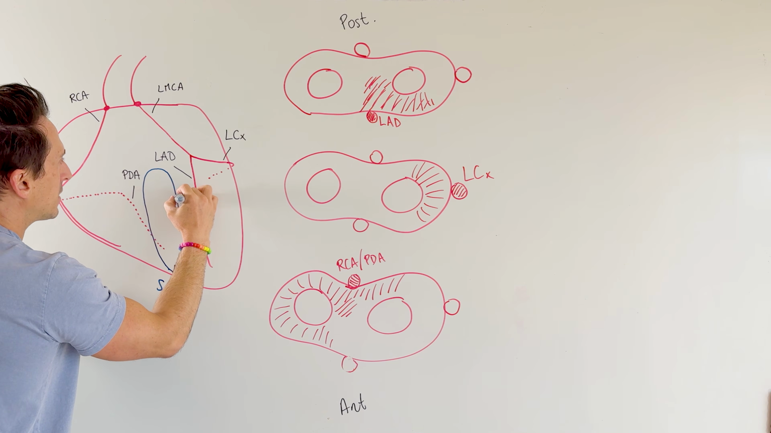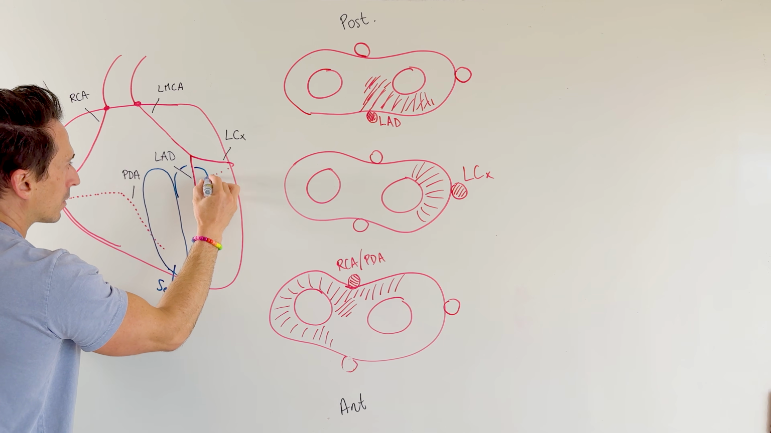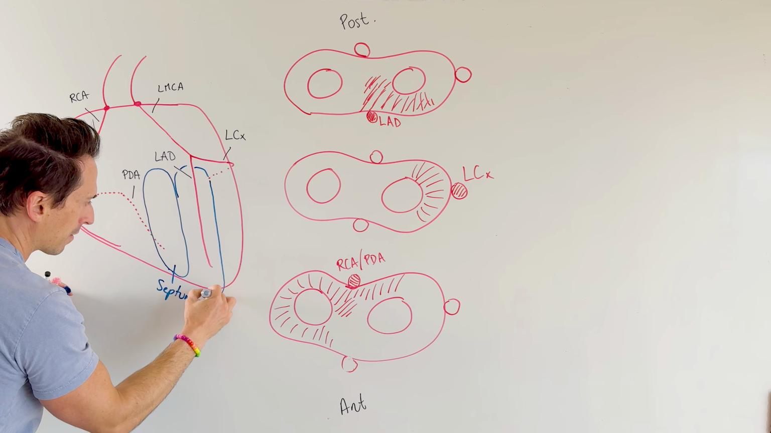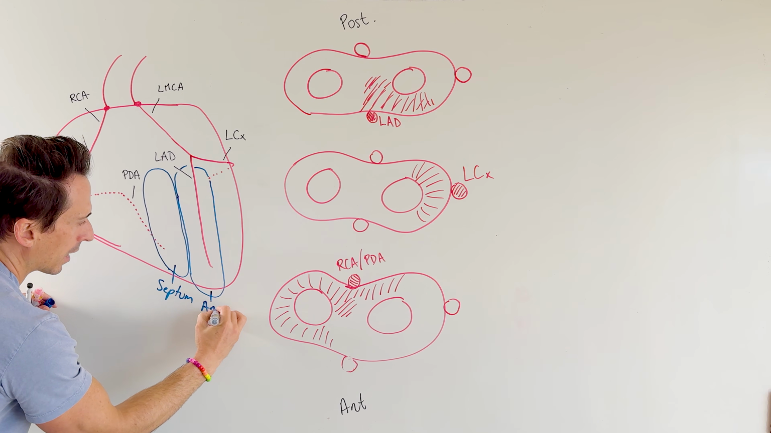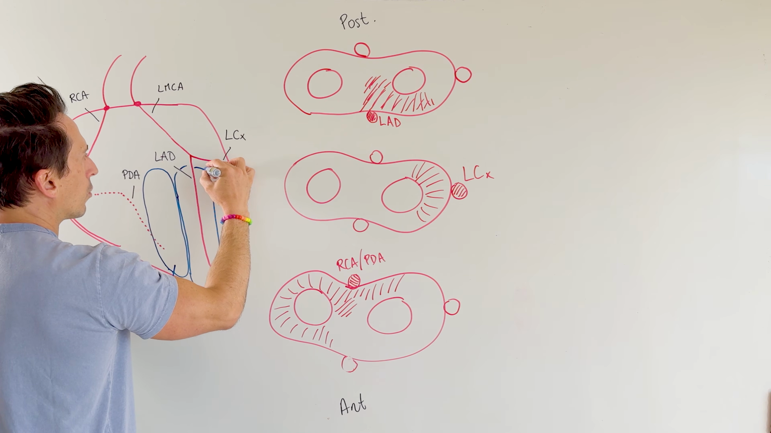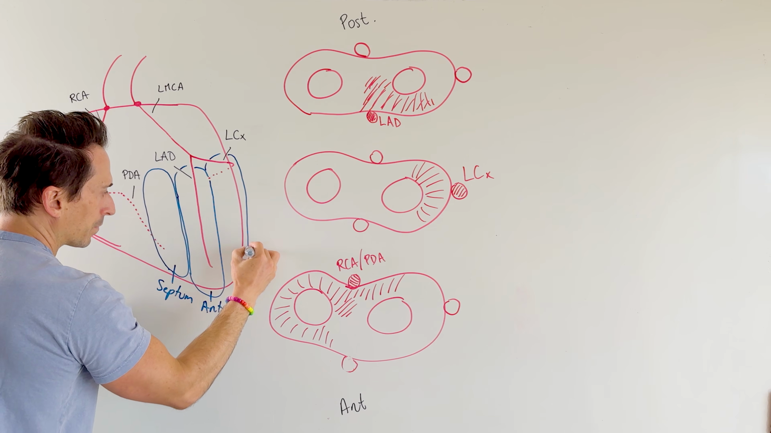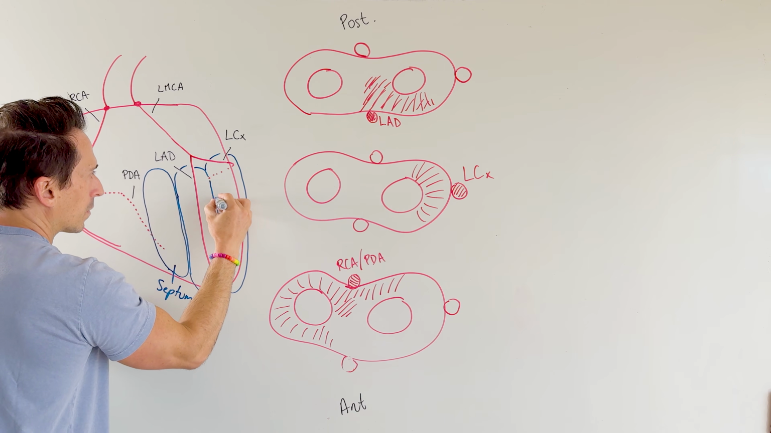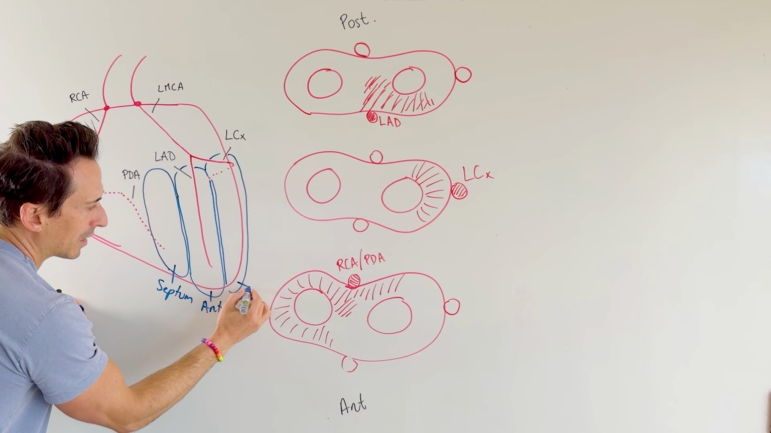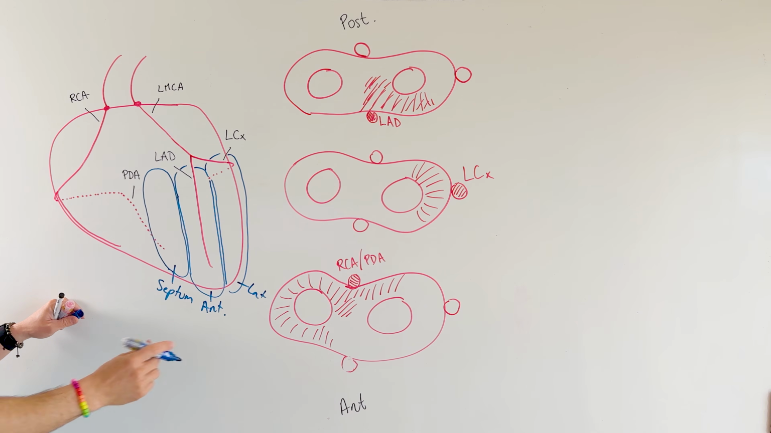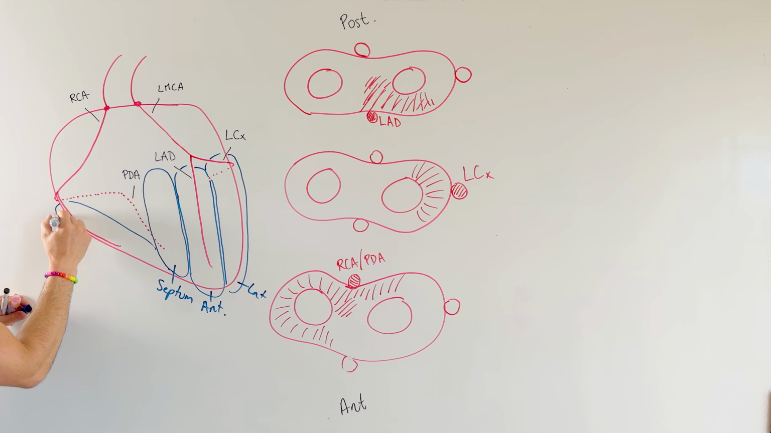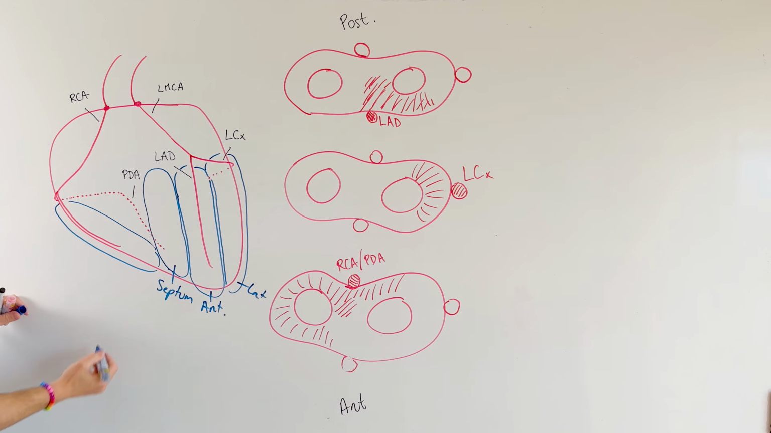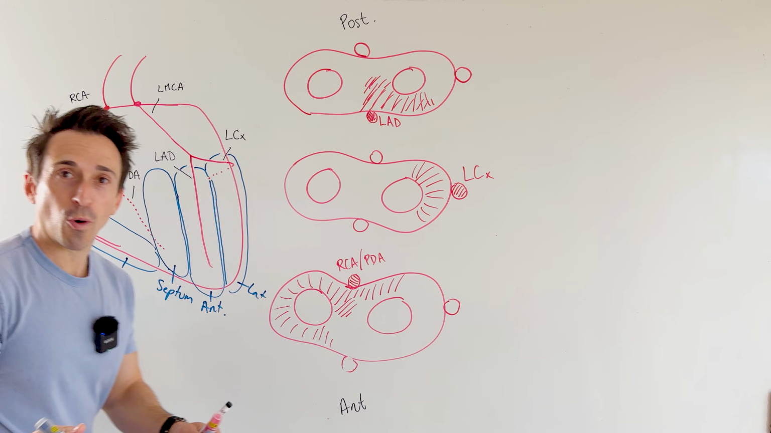Then we've got the anterior wall of the heart, right? So here's our anterior wall of the heart. Then we've got our lateral wall of the heart. So here's our lateral wall of the heart. And then we're going to have the inferior wall of the heart. And then behind is our posterior wall of the heart.